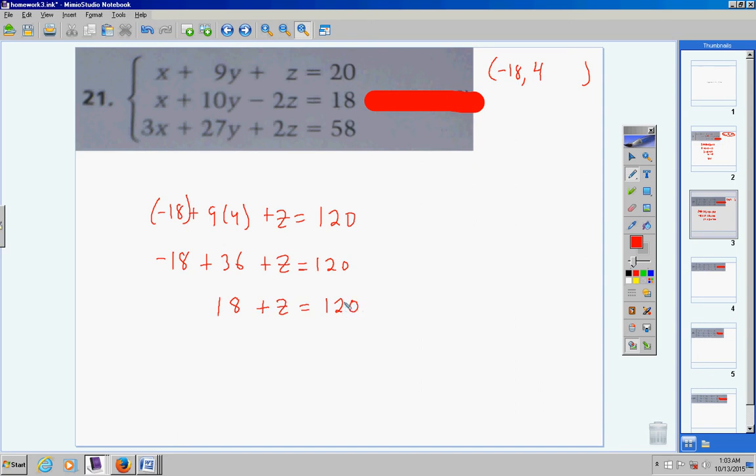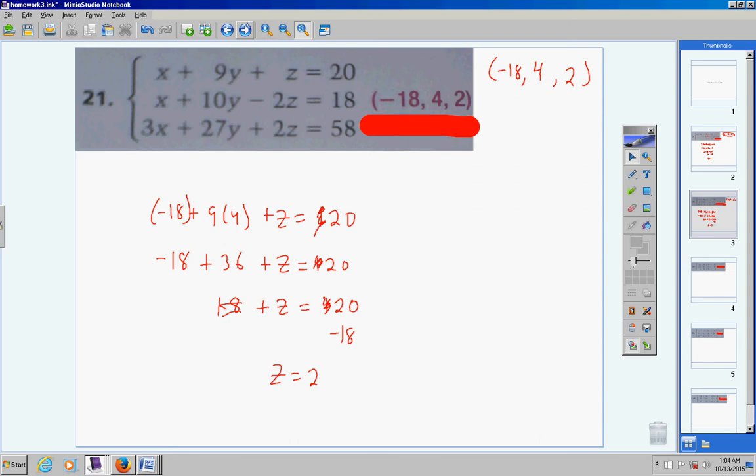Now let's see here. Not sure where I got 120 from, but this should be 20. There we go. Bring the 18 over and make it a negative 18. And z equals 2, which is the correct answer. Okay, so there we go. On a test or a quiz, you could take those three values, substitute them into all three equations, and you would definitely get 3 true statements.